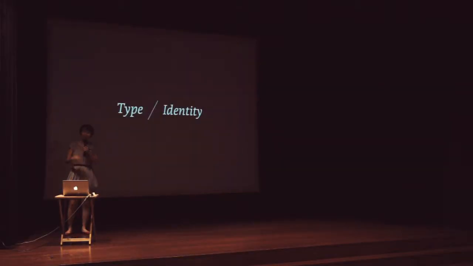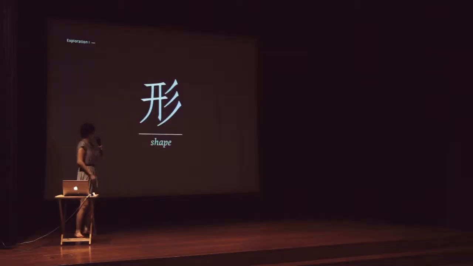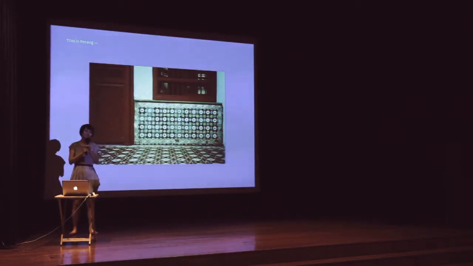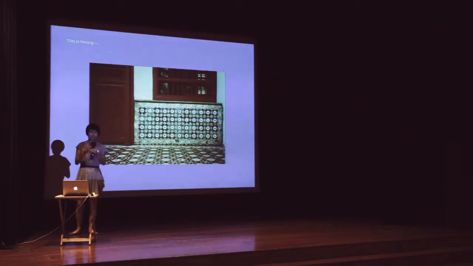And then I'm going to talk about how I search for local identity through the process of type design, in a couple of my projects. So this is the first exploration, which is something about shapes. I'm originally from Penang, and in Penang there are still a lot of old historical or cultural buildings, well preserved in Georgetown. And this is one of the examples.